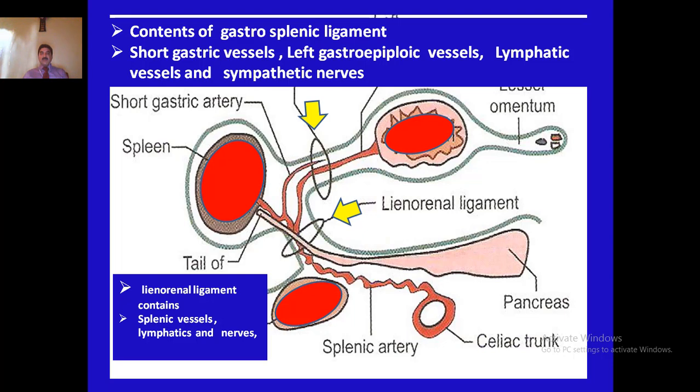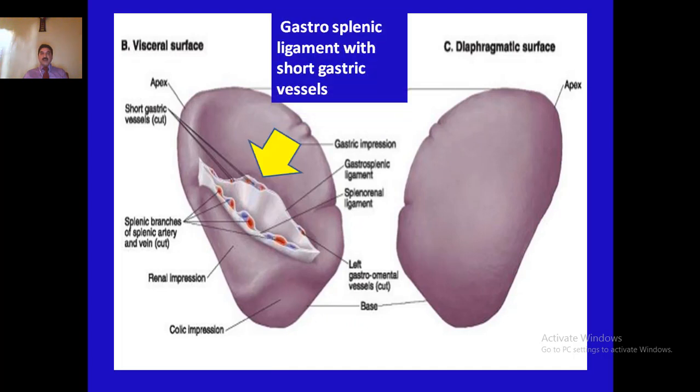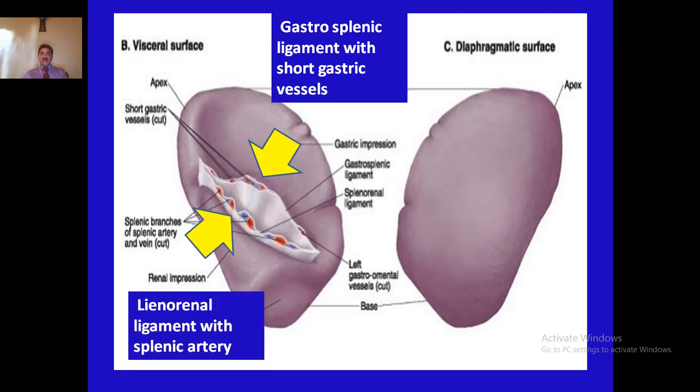Splenic vessels are very important when we go for the splenectomy. As shown in this diagram, we have the gastrosplenic ligament with short gastric vessels and the lienorenal ligament with splenic arteries.